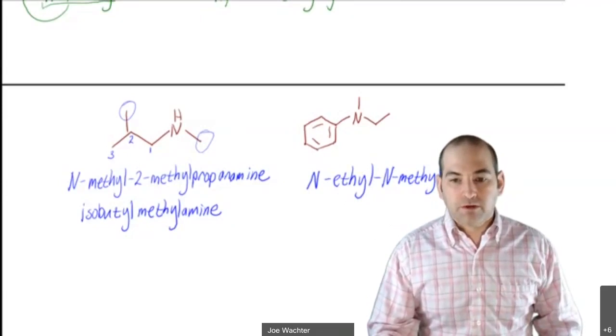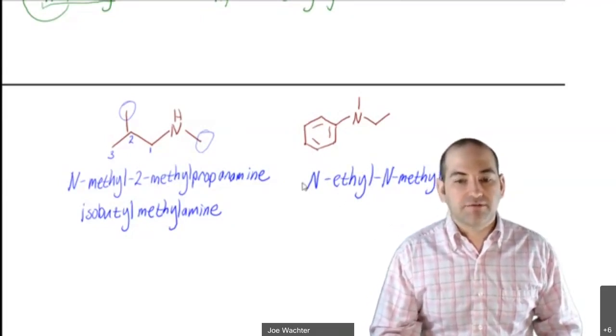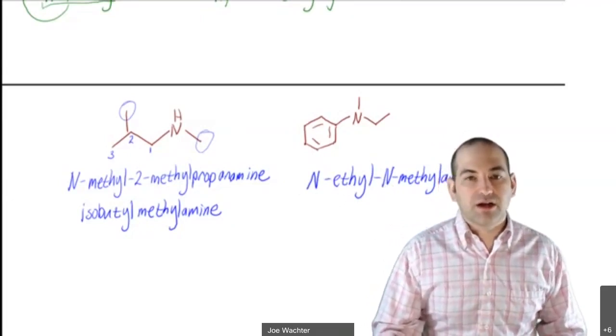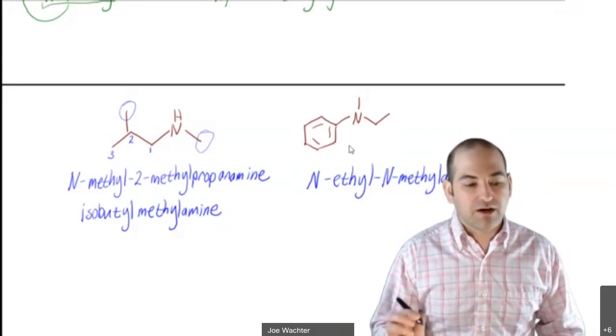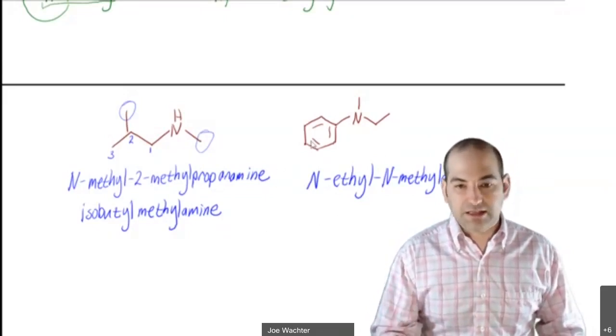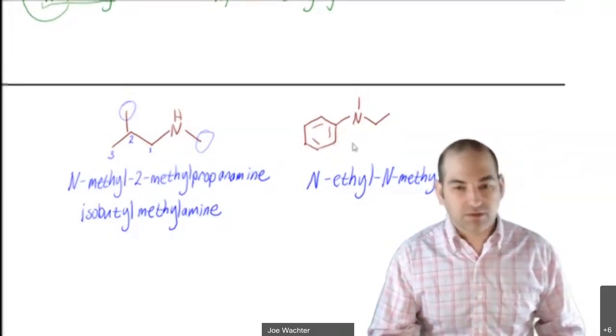The reason we don't say benzene there is because benzene makes it confusing because you've got N and N, but by saying benzene, it doesn't say necessarily where that N is. If we're talking about a nitrogen connected to benzene, we have to call that an aniline. That's what a nitrogen connected to benzene is.